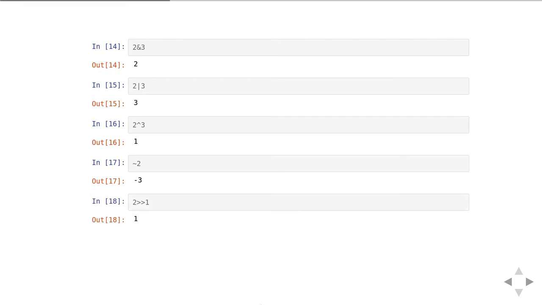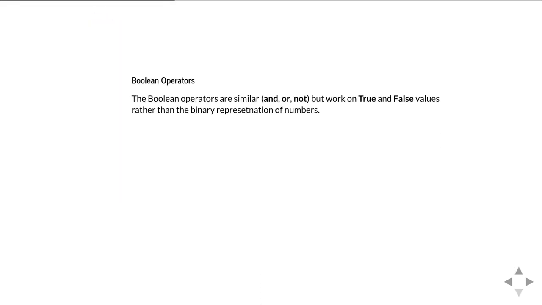And then here we're doing the shift operator. So if we shift the digits for 2 over by 1, it divides it by 2, so we get 1. And if we take the digits for 2 and we shift them to the left by one place, we're multiplying by 2, and so we get 4.